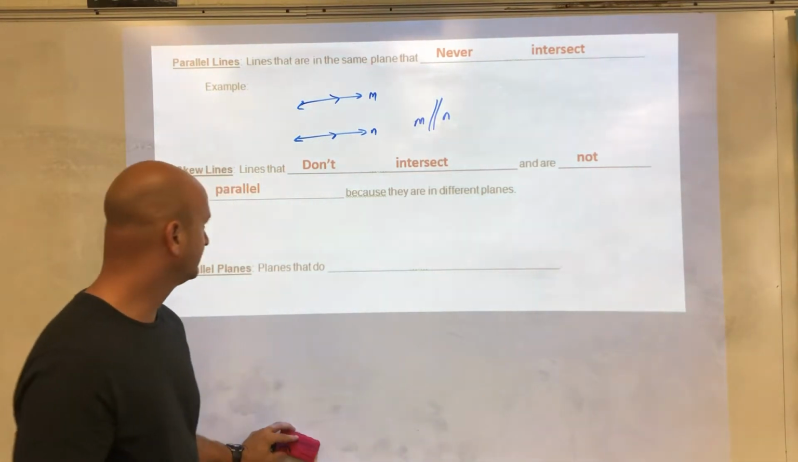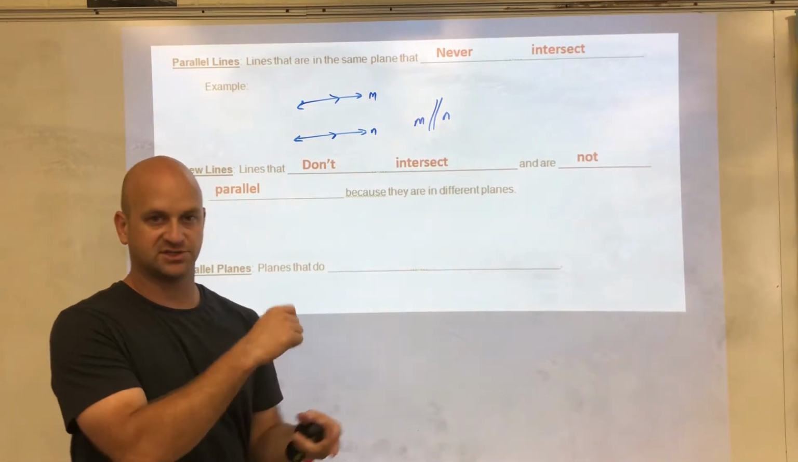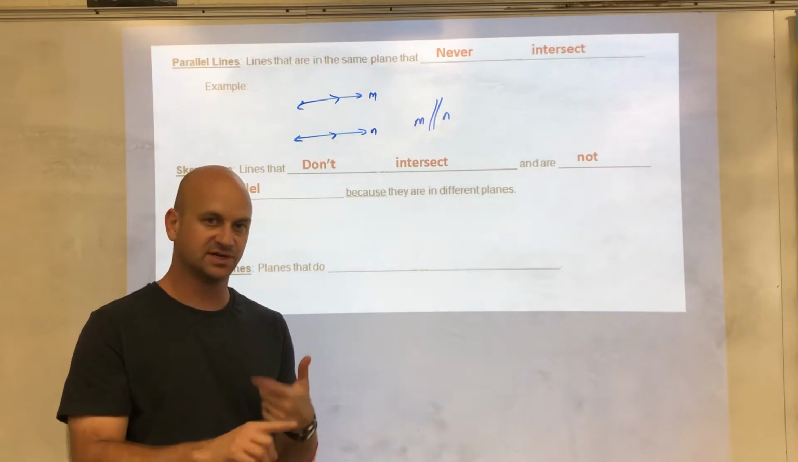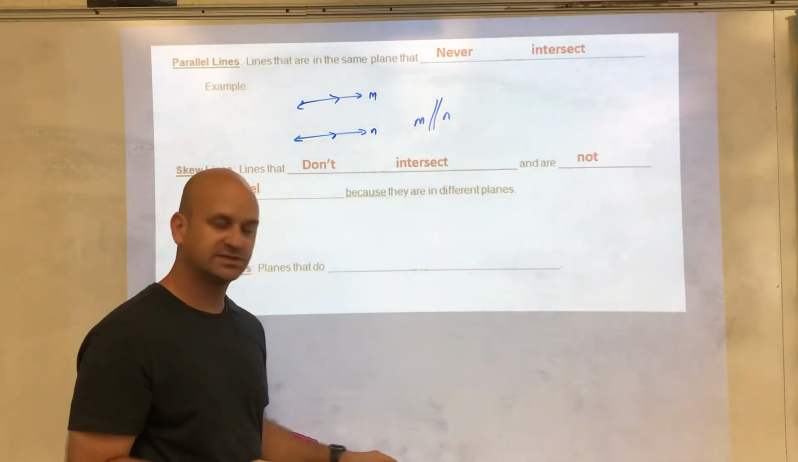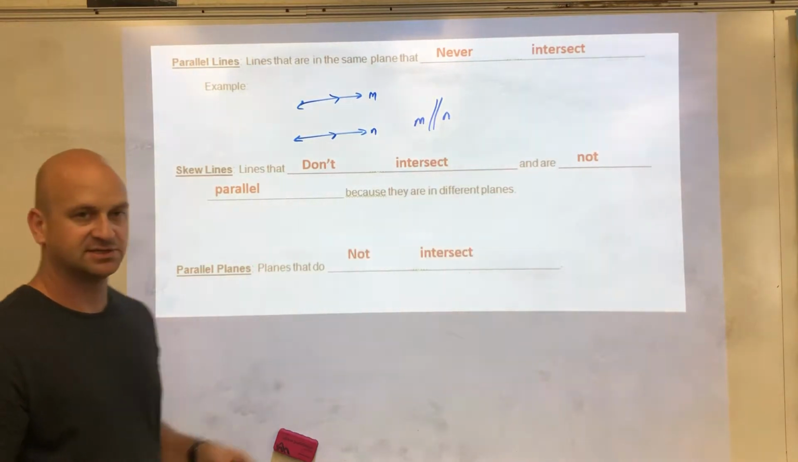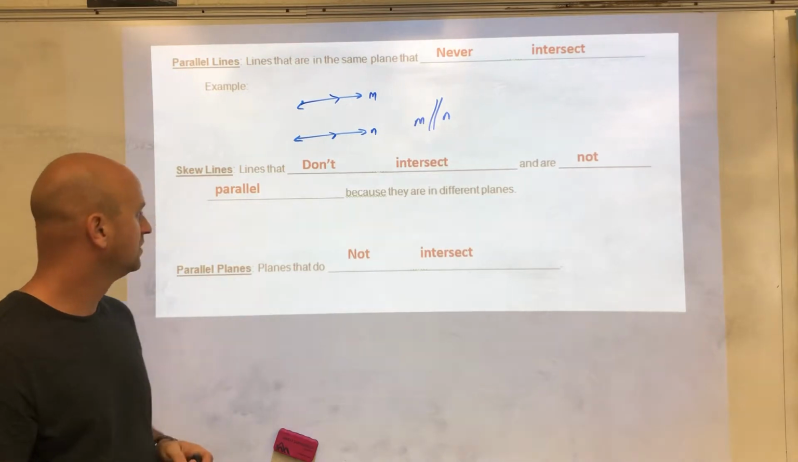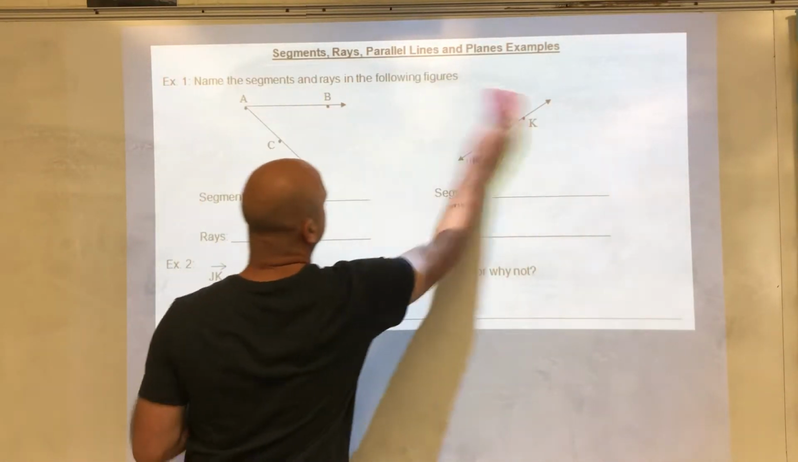And in class, what we talked about doing is identifying the segment that you want, and then crossing off the various segments that intersect or are parallel. And we'll go through an example of that in just a second. All right, parallel planes are planes that do not intersect, just like parallel lines, except we're talking about planes. All right, so now let's look at some examples.